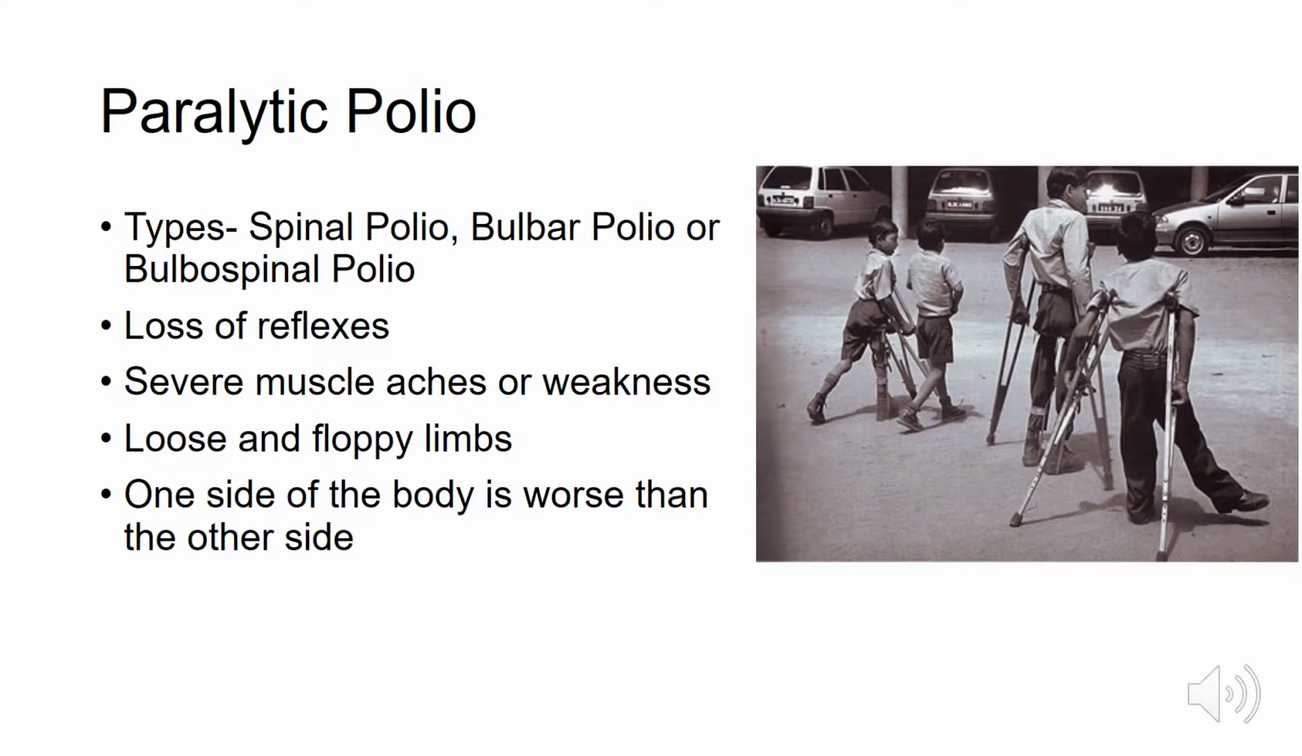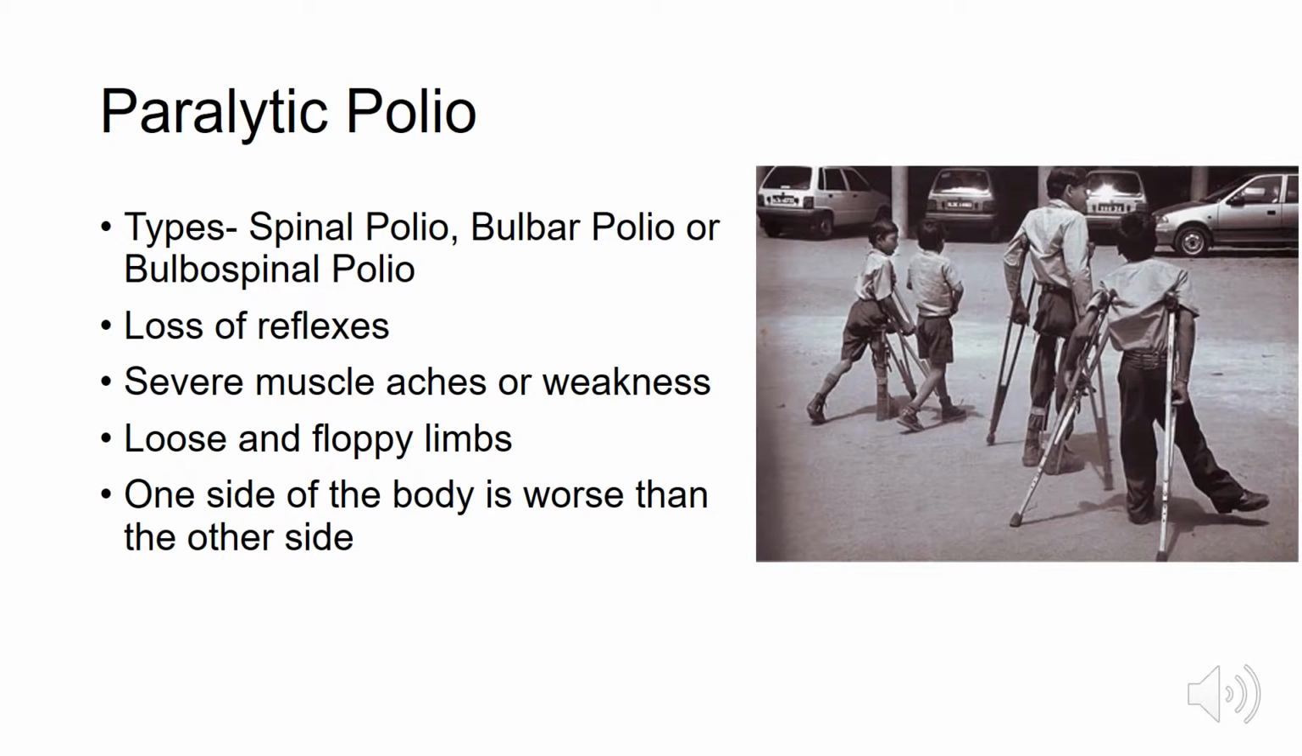You can also be infected with paralytic polio, and there are many different types of paralytic polio. There's spinal polio, which has to do with the spinal cord. There's bulbar polio, which has to do with the brainstem, or there's bulbospinal polio, which has to do with both the brainstem and the spinal cord.